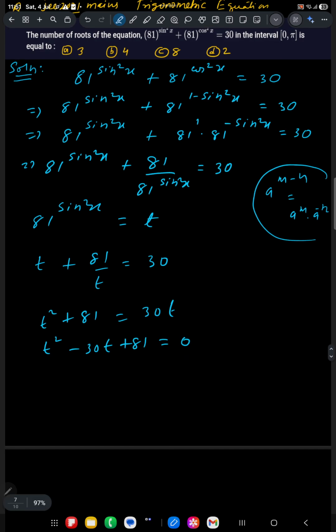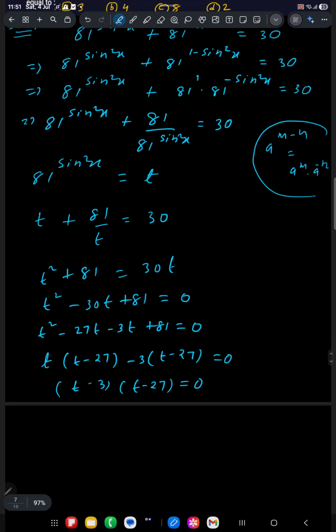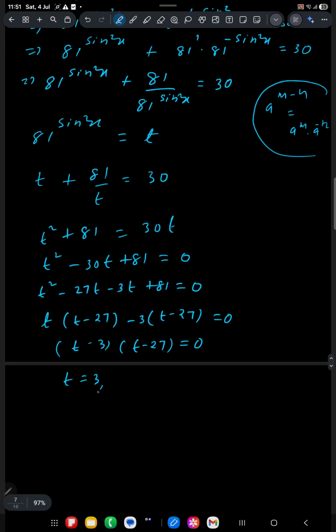27 times 3 is 81, so the middle term is split: t square minus 27t minus 3t plus 81 equal to 0. Taking t common, t minus 27 and minus 3 times t minus 27 equal to 0. So t minus 3 and t minus 27 equal to 0. So we have t equal to 3 and t equal to 27, two values, and t we have assumed as 81 raised to the power sin square x. So it will be 3.